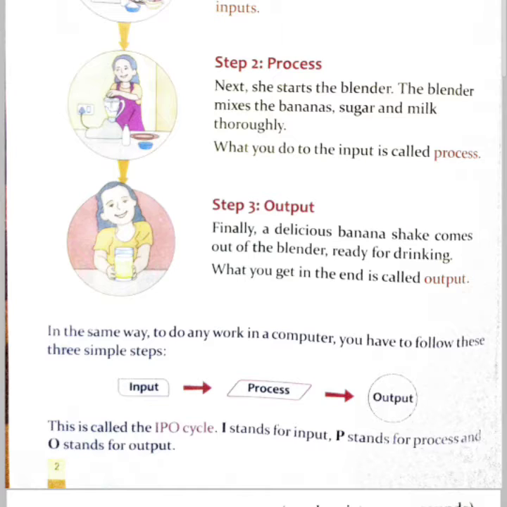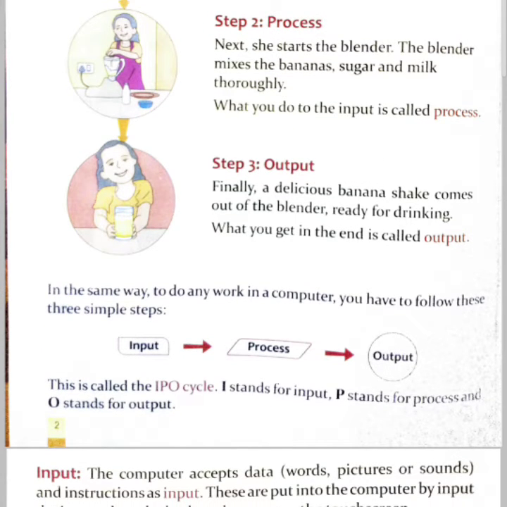Step 3 is the output. Finally, a delicious banana shake comes out of the blender, ready for drinking. Yummy. What you get in the end is called the output. In the same way, to do any work in a computer, you have to follow these 3 simple steps: input, process and output. This is called the IPO cycle. I stands for input, P stands for process and O stands for output.